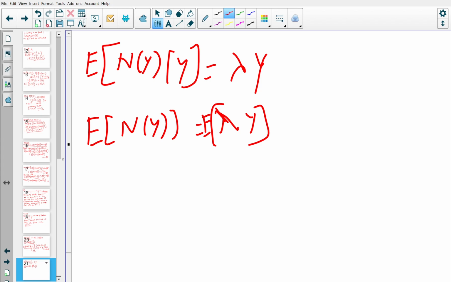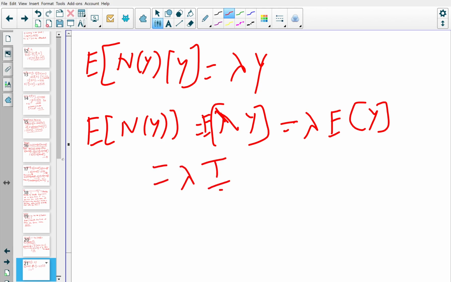Okay, now lambda is constant, so then expectation of y. But y is what? Y is a uniform random variable, the time of arrival of the train. It is uniformly distributed from 0 to capital T, and so the expected value is nothing but t by 2. So this is t by 2. Clear?